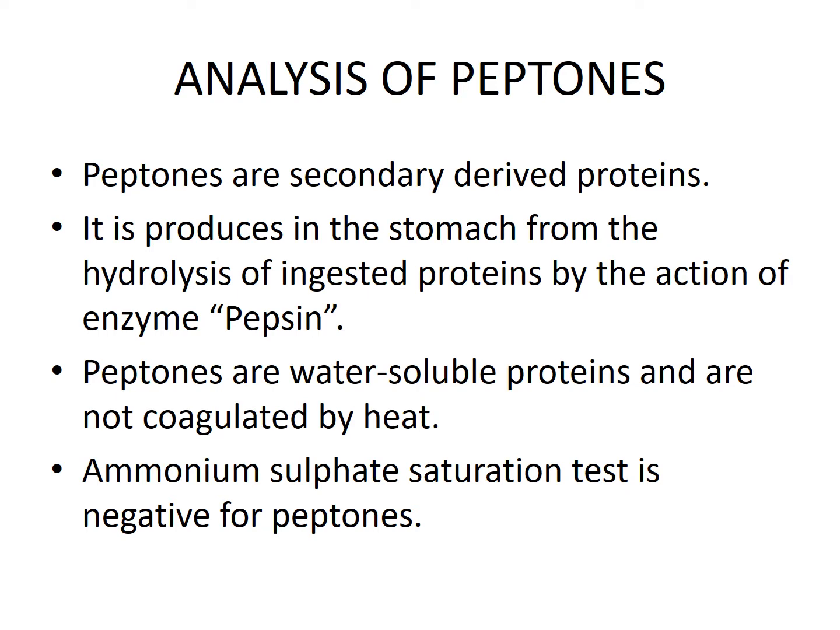These are the proteins that are formed by the hydrolysis of simple or conjugated protein by the action of any acid or enzyme. So in this case, peptones, when we ingest any protein that is hydrolyzed in our stomach by the action of enzyme, it is converted into proteins that are peptones. Peptones are basically water soluble proteins and they are not coagulated by heat just like gelatin. But unlike gelatin, they are going to give ammonium sulfate saturation test negative.